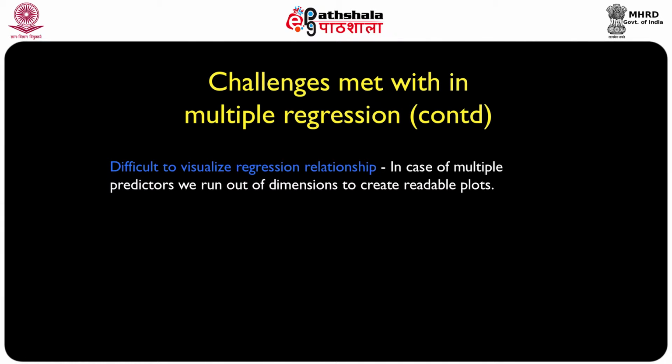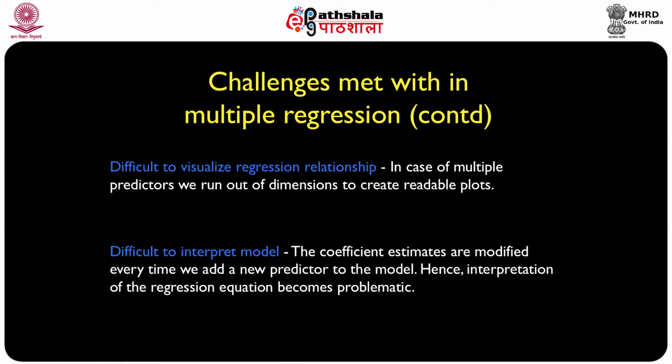A third difficulty that we come across in multiple regression is the difficulty in visualizing regression relationship. In case of simple linear regression model, we have seen that before we fit the model, we usually create a scatter plot between the predictor variable and the response, and by looking at the shape of the plot, we can determine whether there is a linear relationship between the two variables. However, in case of multiple linear regression, there are multiple predictors and we run out of dimensions to create readable plots that can be interpreted easily.